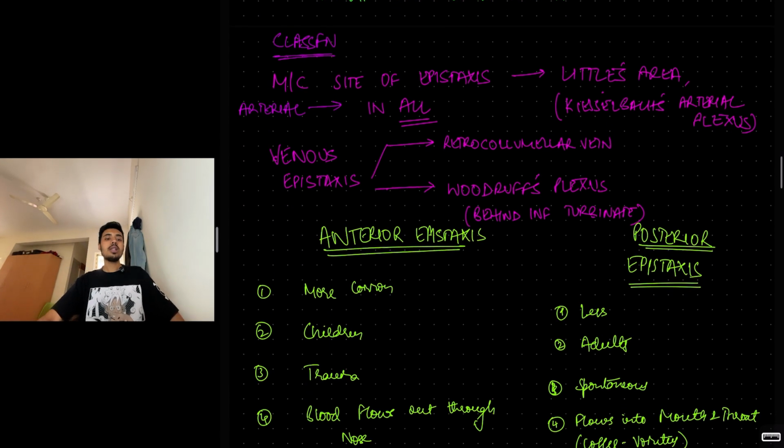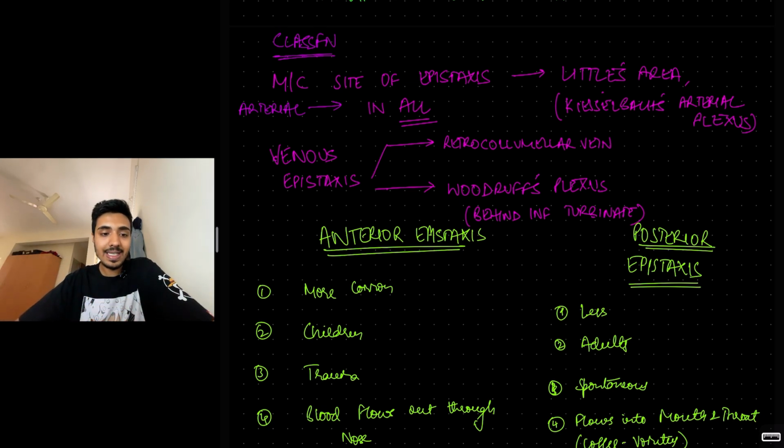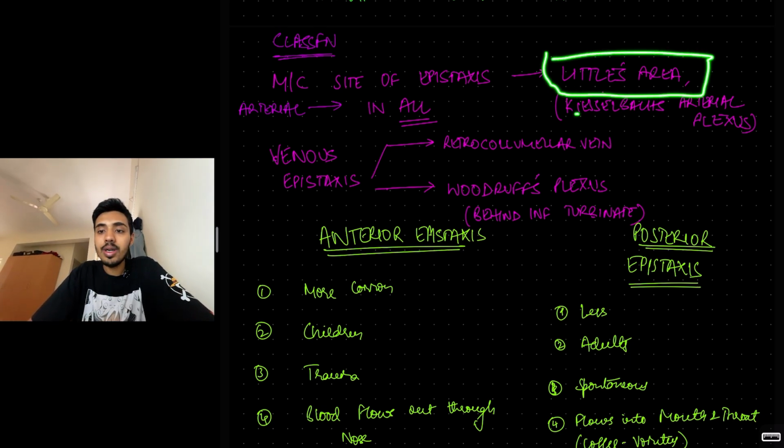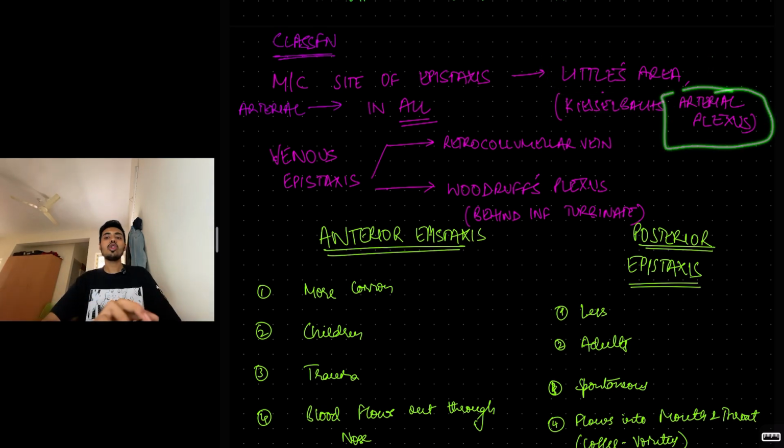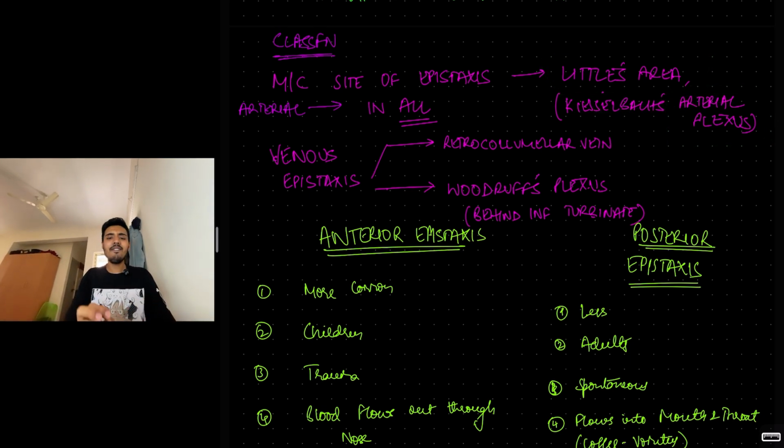Then let's come to epistaxis. As we know, nosebleed is epistaxis. Now the most common site of epistaxis is Little's area, which is also known as Kieselbach's plexus. It is an arterial plexus. So the most common site of epistaxis in everyone, in adults, in children, in old age, is Little's area, Kieselbach's plexus, which is an arterial plexus located at the anterior-inferior end of the nasal septum.